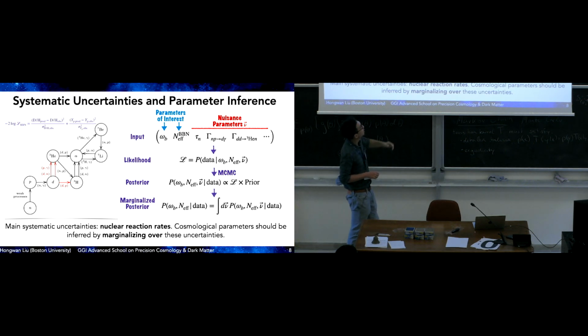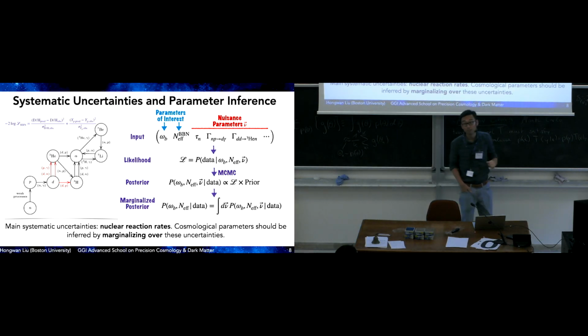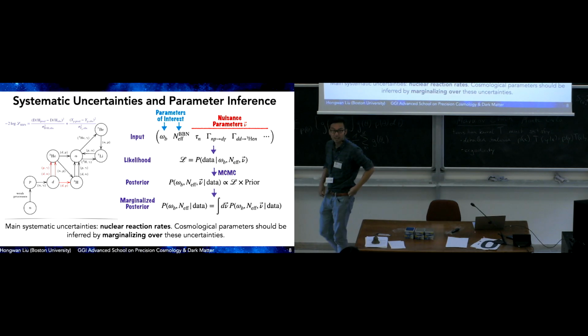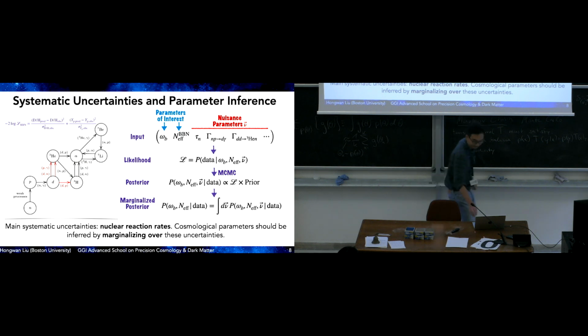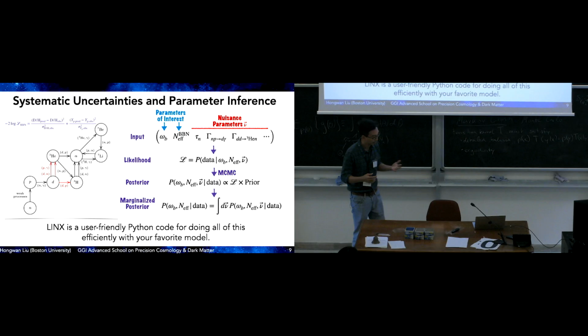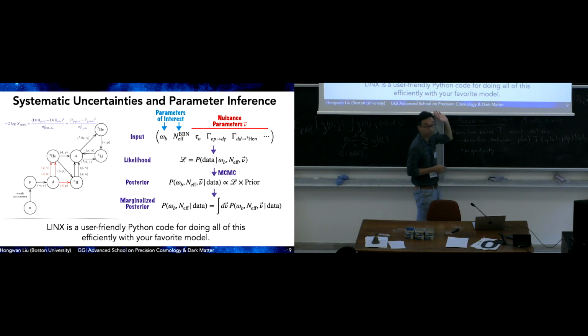Okay? And then at the end of the day, you don't really care about these nuisance parameters. You want to marginalize over them, so you have to integrate them out. And then at the end of the day, you get the posterior on omega b and N effective. Okay? And like I said, the main systematic uncertainties are nuclear reaction rates, and you want to marginalize over them. And so LINX is the user-friendly way in which you can implement this whole procedure fully. And really, in terms of lambda CDM, the main advantage to this is that it's fast.